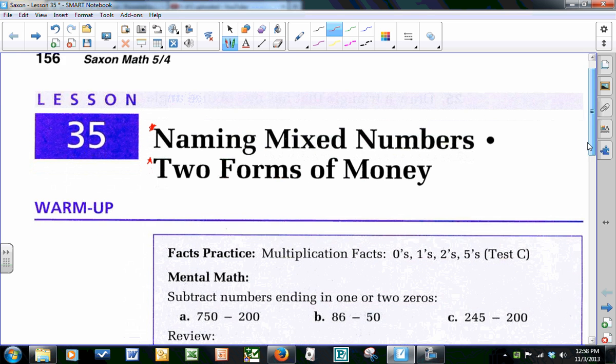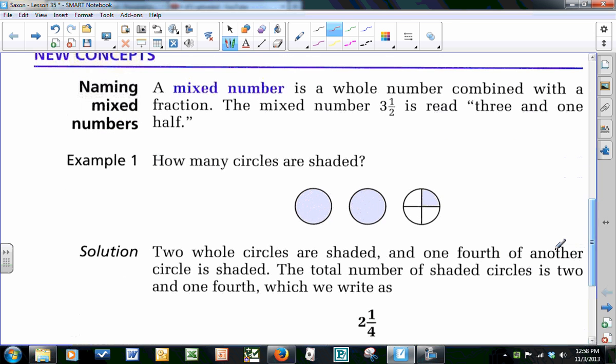Let me scroll down here to our first example. This is not too complicated, actually. A mixed number is kind of what it says. It's a number mixed together. And what is it mixed together with? Well, it's a whole number, and we know a whole number is a counting number. And it's combined with a fraction. And we know that a fraction has a numerator and a denominator, and it shows parts of a whole. And so here is an example, 3 1/2. And it's read that way. You say the whole number first, 3, and then you say the fraction, and 1/2.